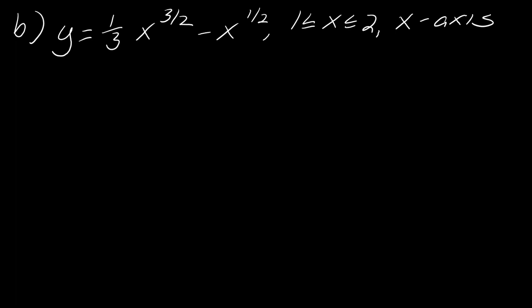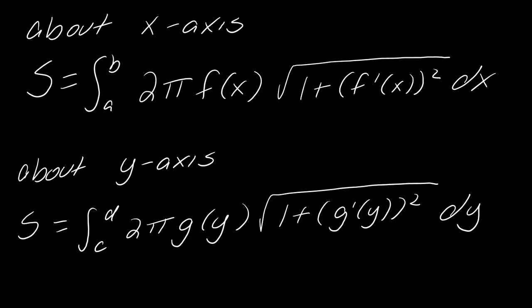Okay, so let's move on to another fun one. So now I've got y equals 1/3 x to the 3/2 minus x to the 1/2. X is between 1 and 2, and I want to go around the x-axis. So in this case, I'm going around the x-axis. So same integral, really. I just need to have everything in terms of x.